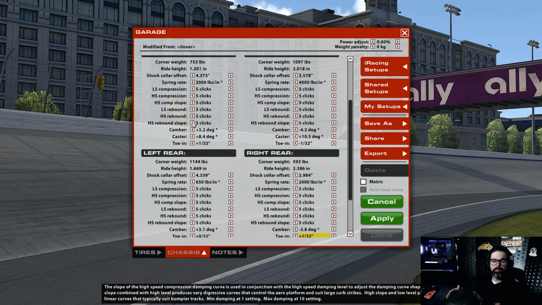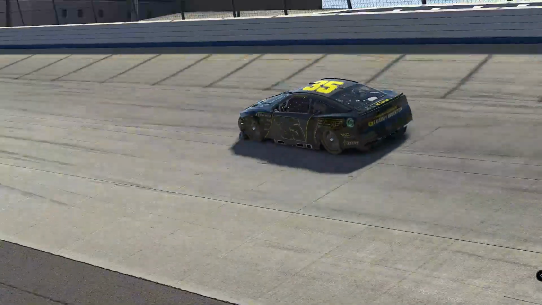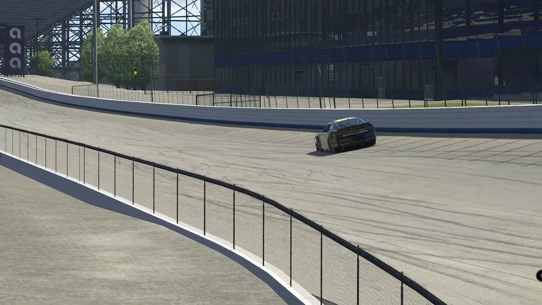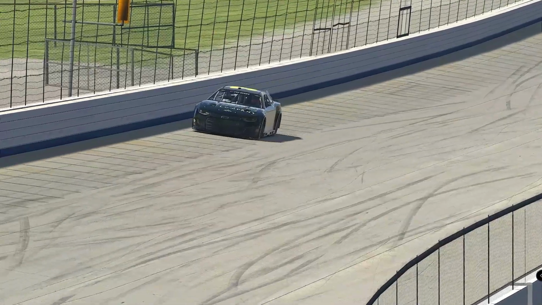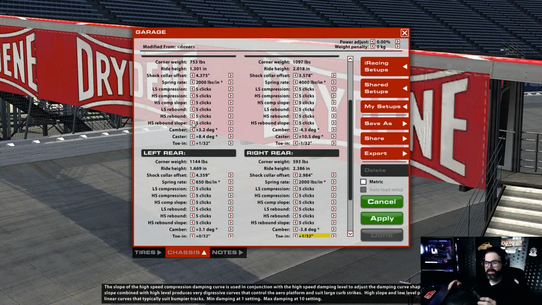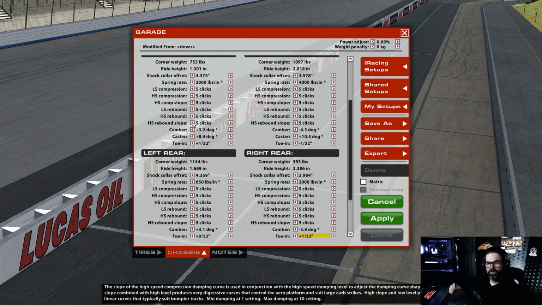Take Dover, for example. When these cars are coming up out of the corner, the lower you are on the track, the left side is going to have a much different reaction than the right side because of the angle of the transition coming up out of the corner. So always keep that in mind when you are looking at adjusting your shocks, that you want to think about it in terms of one corner at a time, but also remember that everything affects everything else, especially when it comes to the shocks.